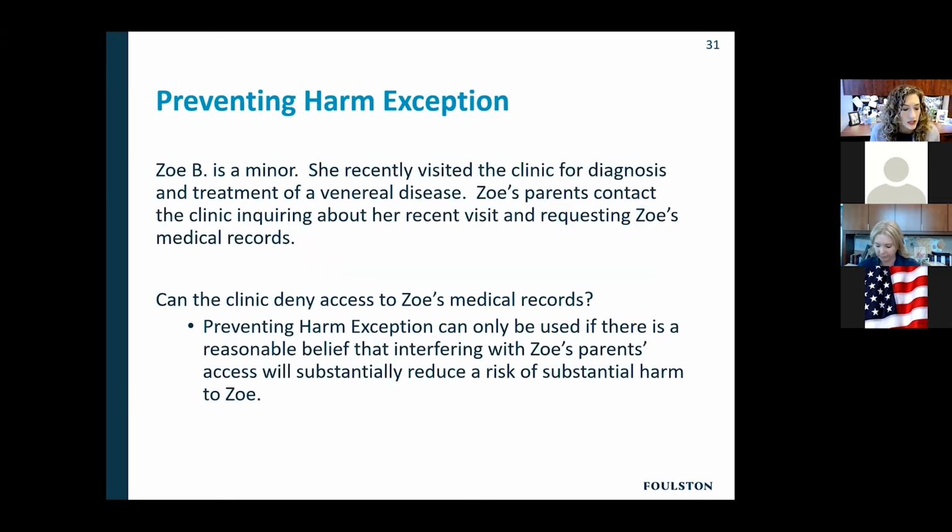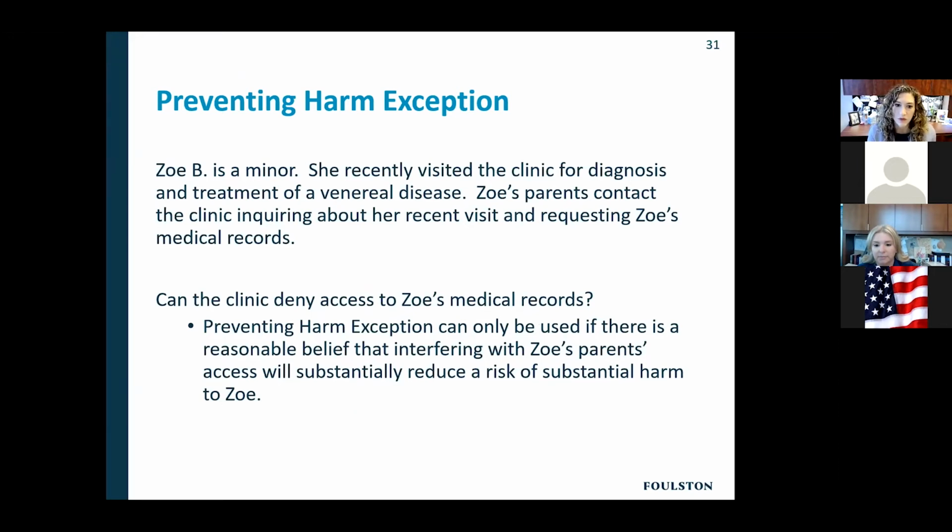So again, with some of these exceptions, one of the easiest ways to understand them a little bit better is with our hypotheticals. And so we have one here for you. Again, we're going back to Zoe, who's a minor. She recently visited the clinic for diagnosis and treatment of a venereal disease, and her parents contact the clinic inquiring about her recent visit, trying to figure out why she was there, and requesting her medical records.